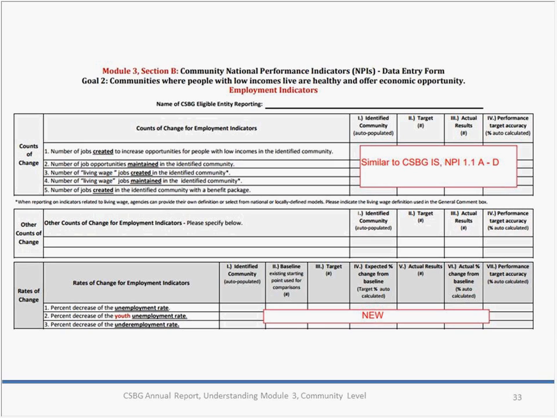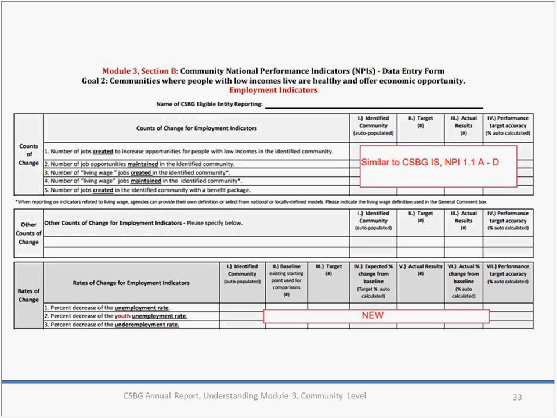And these are the assets. For example, these are the number of job opportunities created or maintained in your community, and the number of people obtaining those jobs. For the rates of change, you can report on the percent decrease in the unemployment rate or the underemployment rate.